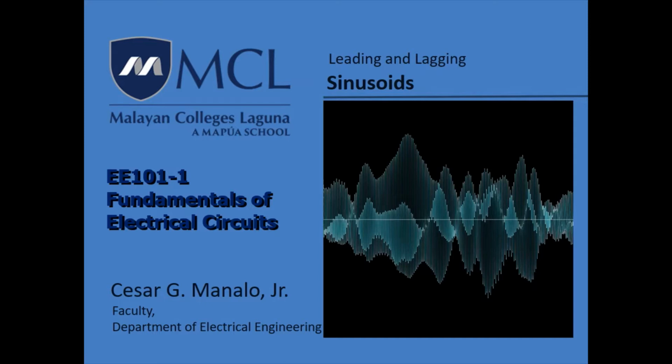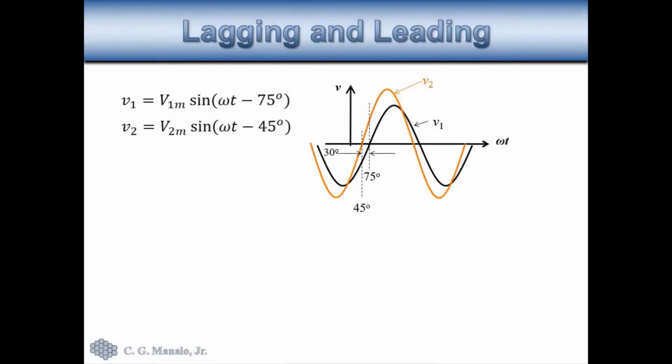Sinusoids can either lead or lag other sinusoids. So in this video, we're going to talk about how we compare sinusoids. Let's say we have two sinusoids, V sub 1 and V sub 2, each having a different or similar amplitude, the same angular frequency, but different phase angle. So I've drawn the two sinusoids here.